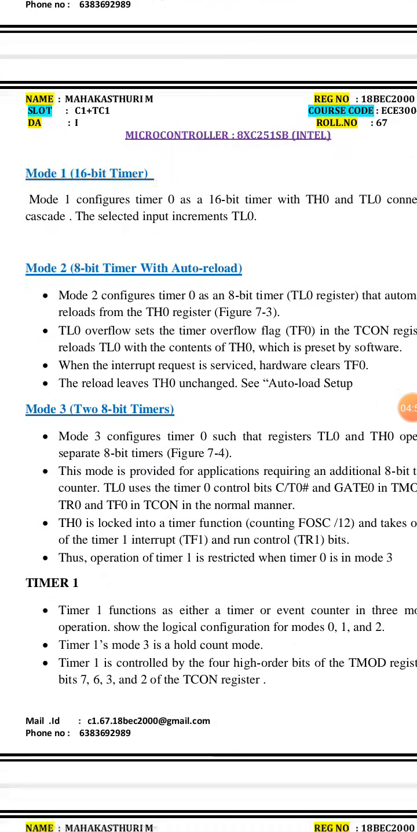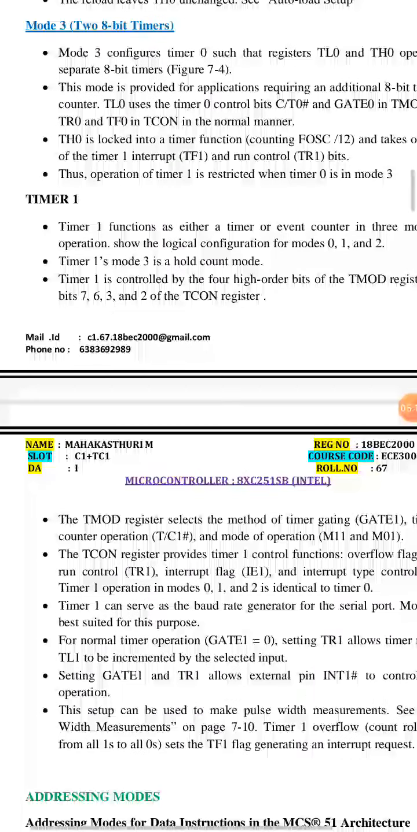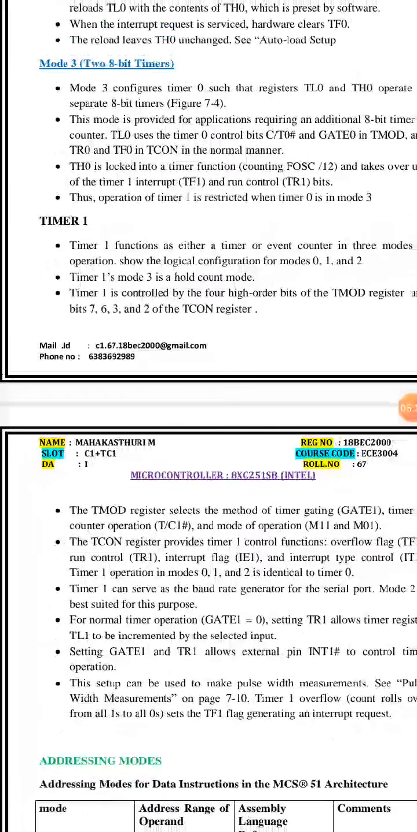And then mode 2 basically is an 8-bit timer with auto reload. There is no need for reloading. And then mode 3 is two 8-bit timers. We usually don't use mode 3. We commonly use mode 0, mode 1 and mode 2 in all other microcontroller applications. And then we move to timer 1. There is no difference between timer 1 and timer 0, only the name is different. So timer 1 also has 4 modes: mode 0, mode 1, mode 2, mode 3. All the things are the same.